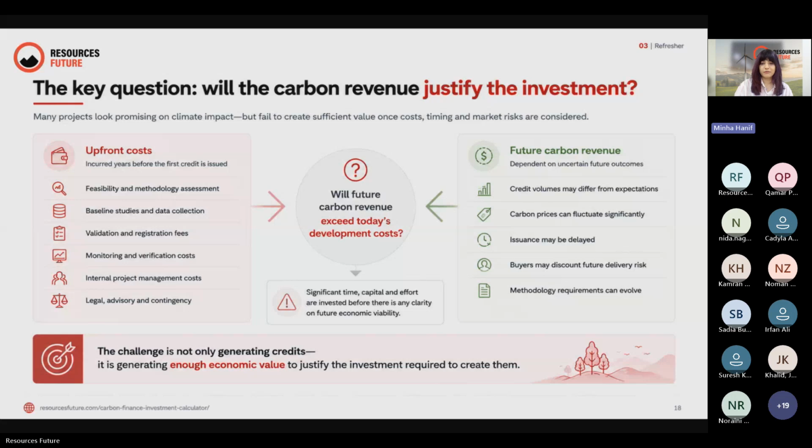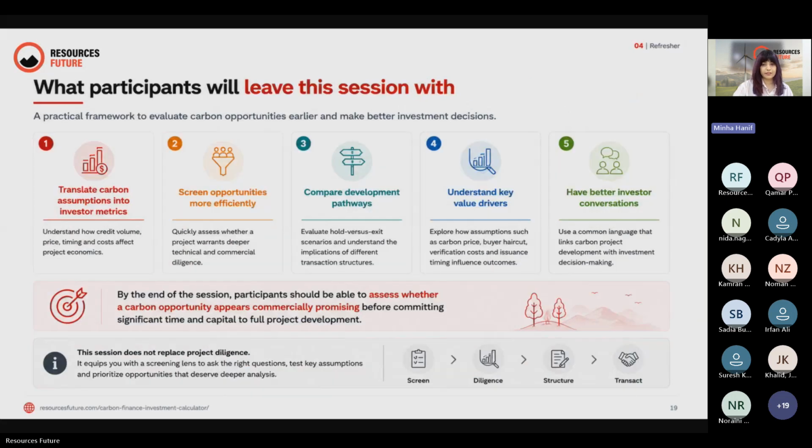It converts assumptions about credits, prices, timing, costs, and exit scenarios into an investment-oriented financial view. And that leads us to what you'll be able to take away from today's session.